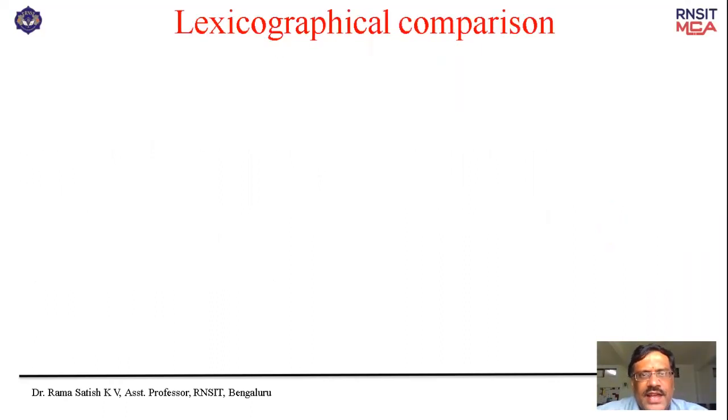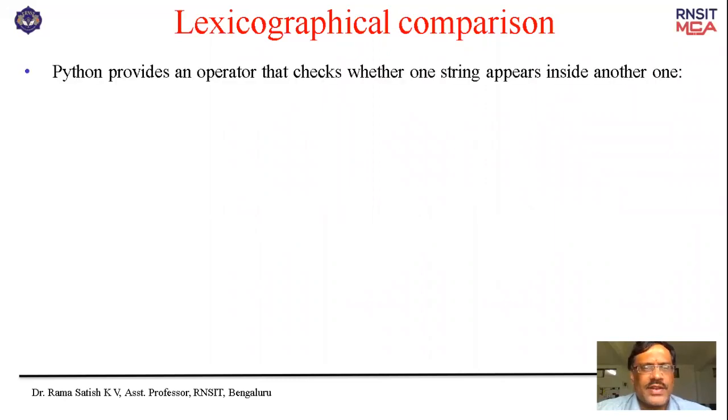Next, lexicographical comparison. What is the meaning of it? In the examination, they ask many times, what is lexicographical comparison? Lexicographical comparison is nothing but the in operator. Yes, it's very simple. You are checking with respect to a date, whether Jan is present inside 01 Jan 1838, then it returns true.